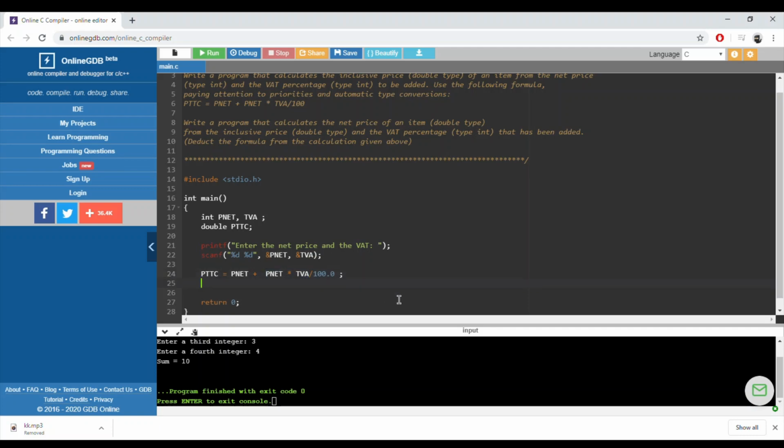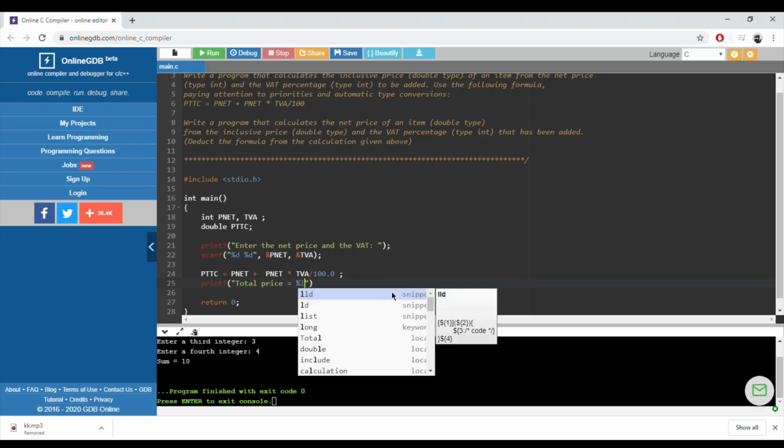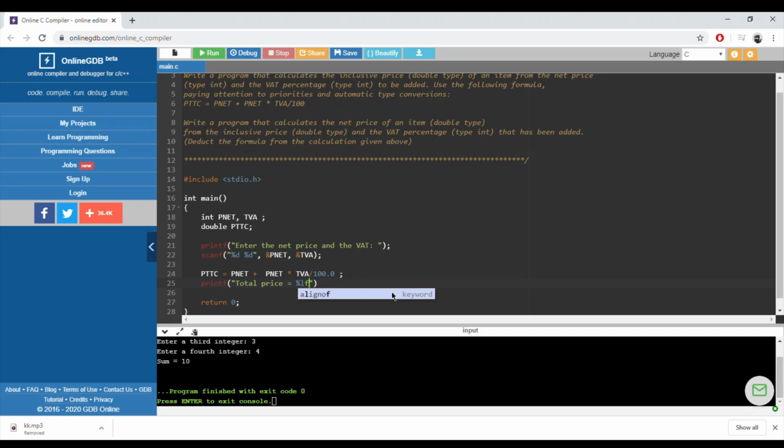So once we have calculated the total price, we need to print it on the screen. So let's say here the total price will be equal to percentage, we have declared it as double, so %lf, and then backslash n, and we will display PPTC. So let's run it. Let's say I'm paying 15,000 and the VAT is 11%. So I should pay 16650.000. There's too many zeros here.